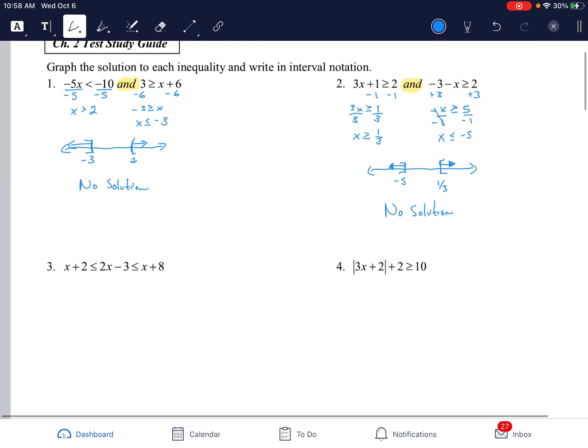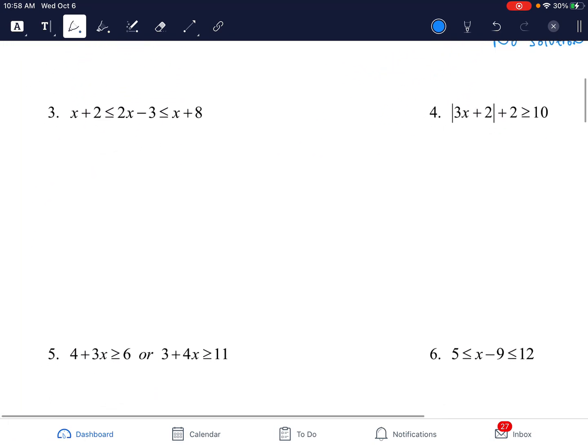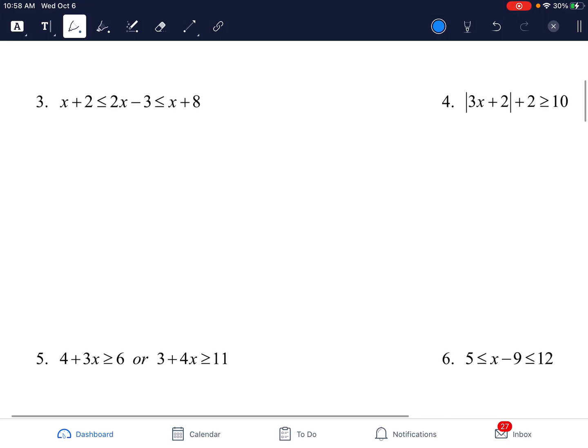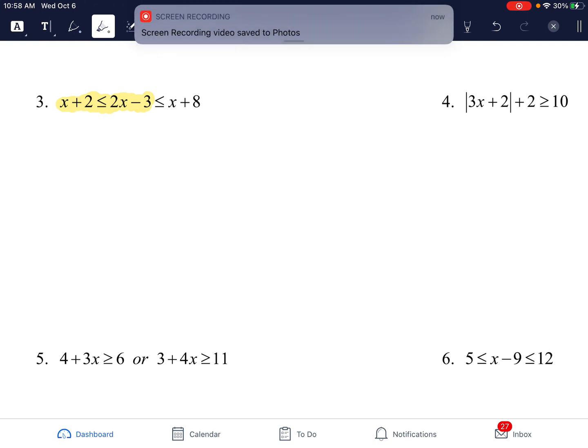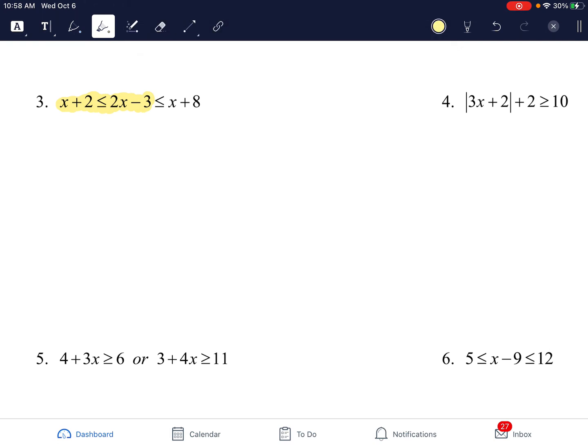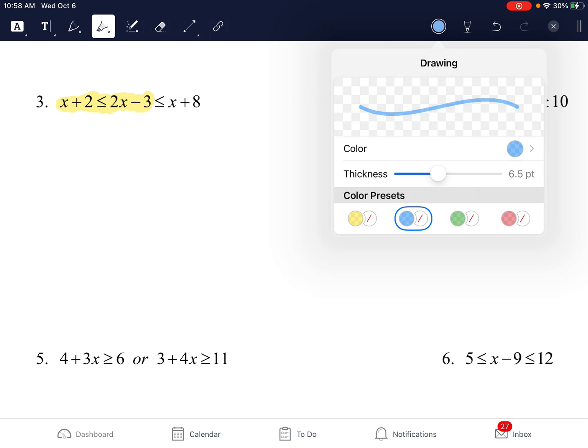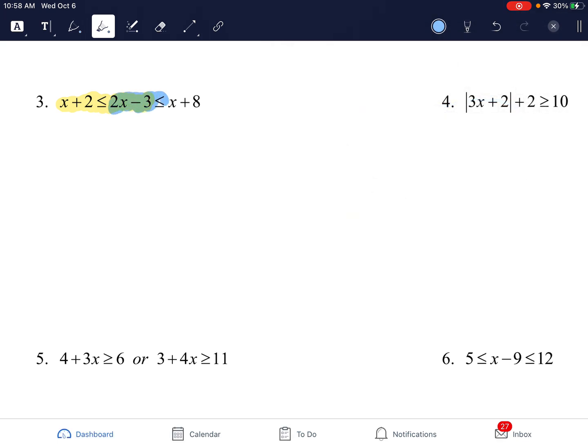All right, number 3. Now we have a compound inequality. This is one where there are x's in multiple locations, so we're going to have to divide this into 2 separate pieces. We're going to have this as an inequality, and this as an inequality. So we're going to use the middle part twice, the entire middle part, not just part of it.